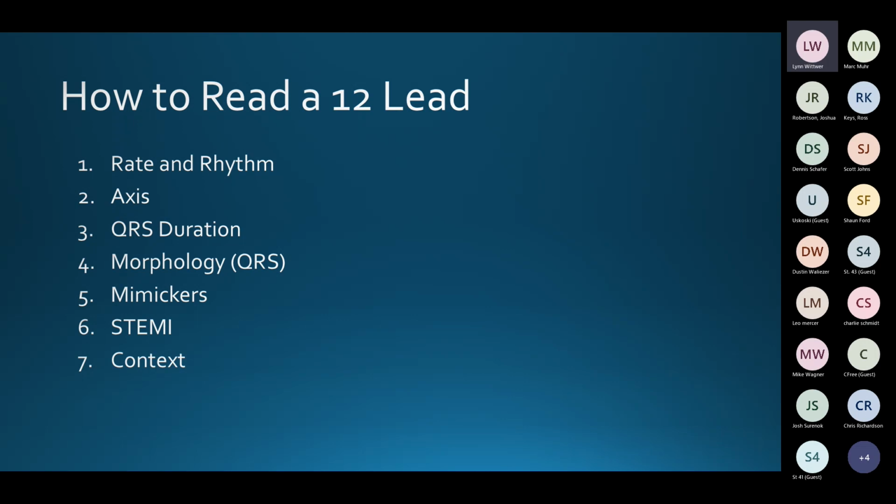You notice we're going to start with rate and rhythm. We're not going to talk much about rate and rhythm today, but this is the first thing you look at when you look at an electrocardiogram. Is it normal? Is it normal rate? Normal speed? Is it slower? Is it too fast? Is it a regular rhythm or an irregular rhythm? And if it's an irregular rhythm, is it an irregularly irregular rhythm or just randomly irregular?